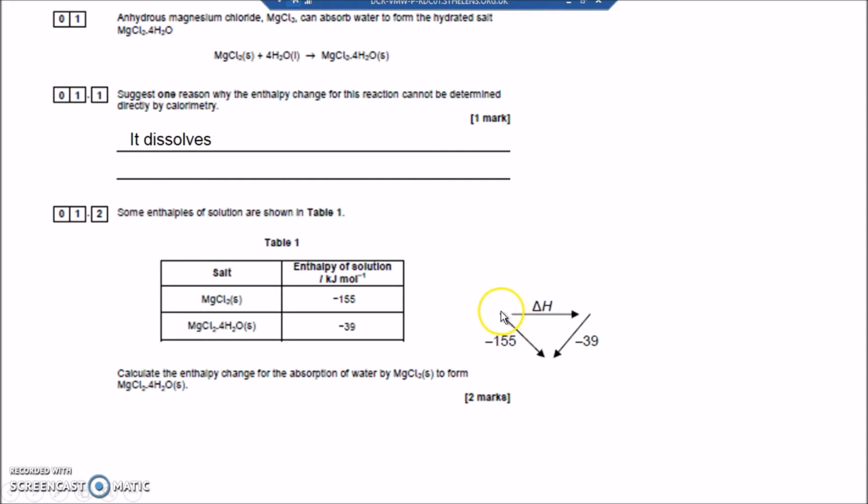So now, minus 155 from here to here is minus 155 to make dissolved magnesium chloride, and then we want it to go from here to here to make the MgCl2·4H2O. So I need to reverse this sign. So my enthalpy change is minus 155, not minus 139, but to come round from here to here and here to here to equal this enthalpy is plus 139. So your answer is minus 155 plus 139, which is minus 16 kilojoules per mole.